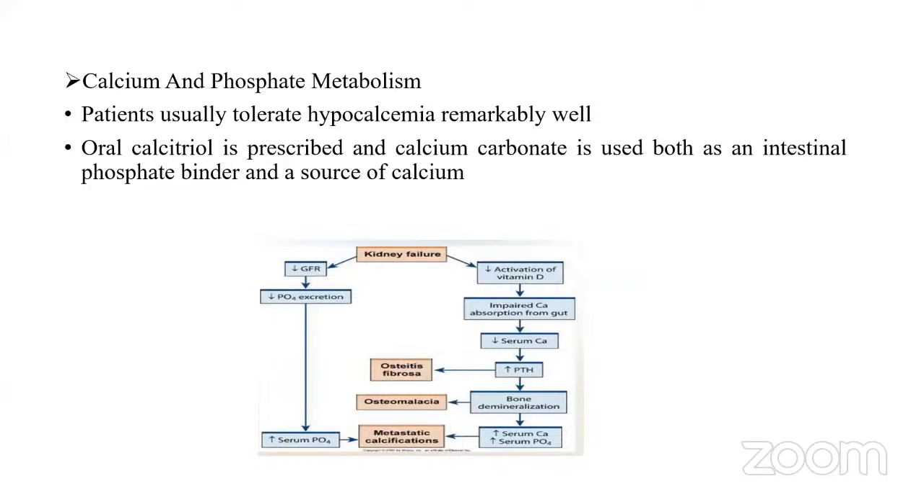phosphate metabolism. Patients usually tolerate hypocalcemia remarkably well. And these patients are usually advised calcitriol and calcium carbonate. Kidney failure can lead to decreased GFR. It causes decreased phosphorus excretion and increased serum phosphorus. On the other side, there will be decreased activation of vitamin D. It leads to impaired calcium absorption from the gut and decreased serum calcium. It activates parathyroid hormone release. It causes bone demineralization and increases the serum calcium and serum phosphorus. The patient finally ends up with metastatic calcifications.